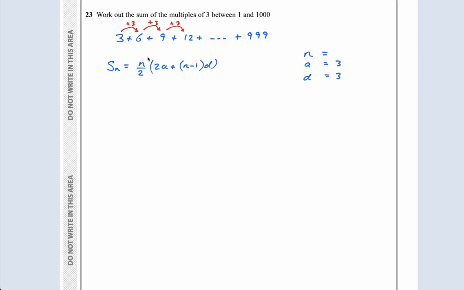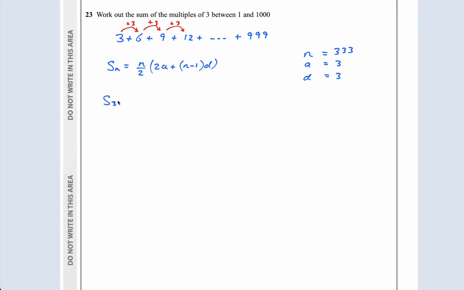Finally, what is n? How many terms are there? Well, okay, maybe this is the tricky bit, but if you think I'm going up in 3s and I go up to 999, so if I actually just divide 999 by 3, that will give me how many terms there are in this sequence. So it's actually 333. Because I'm going up in 3s, I just divide that by 3 and it gives me the number of terms. And now all I need to do is sub these numbers into the formula.